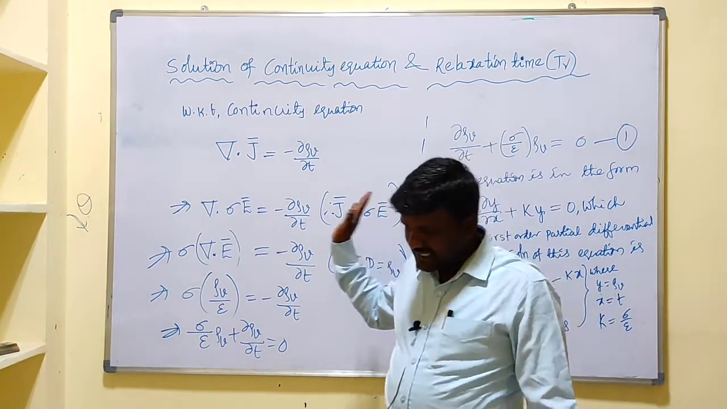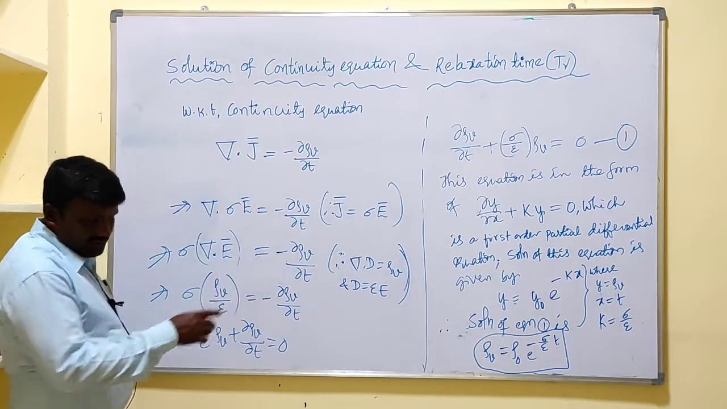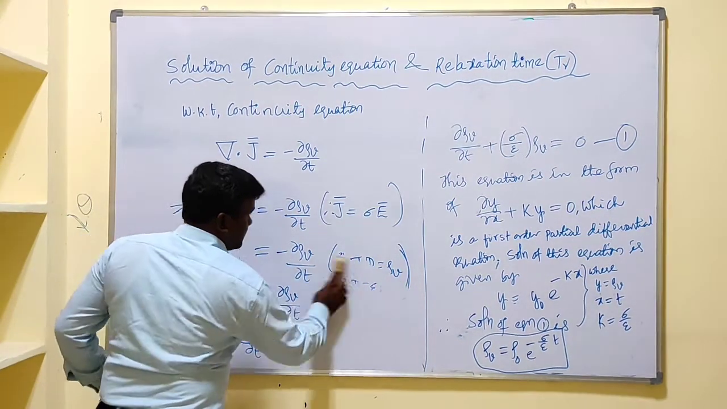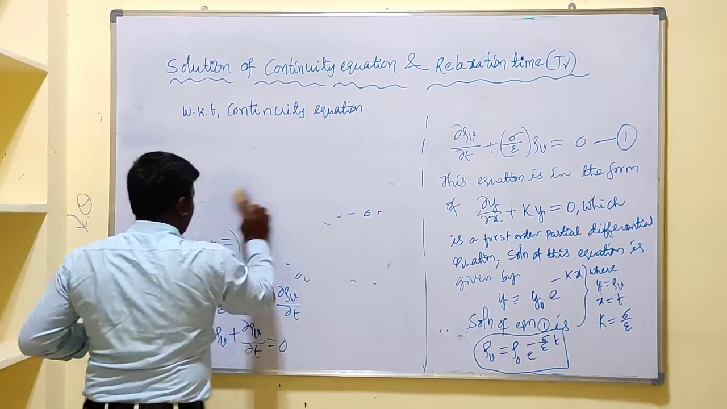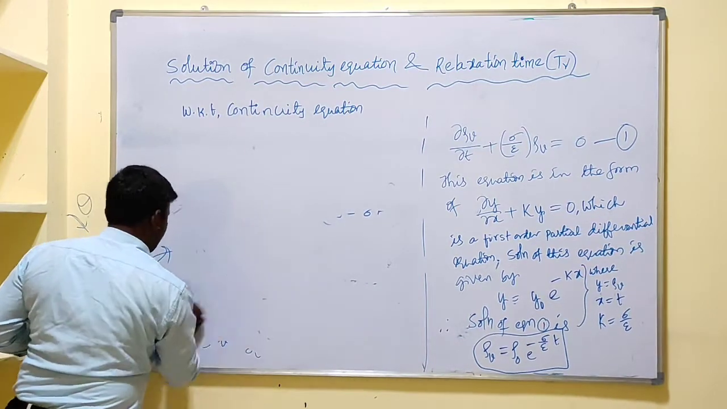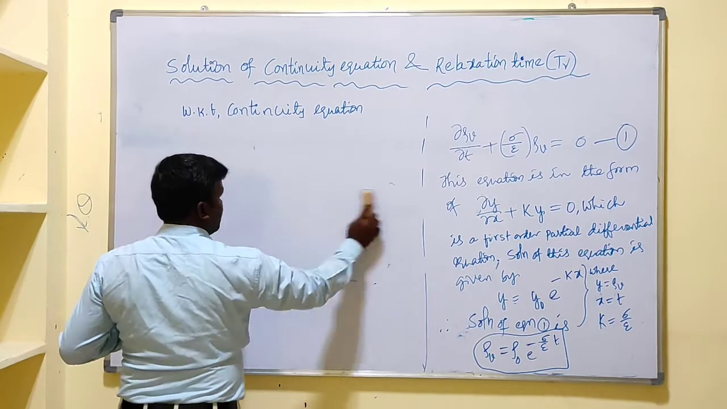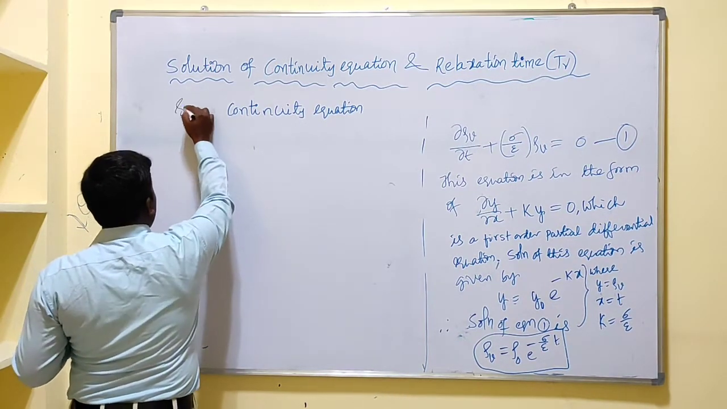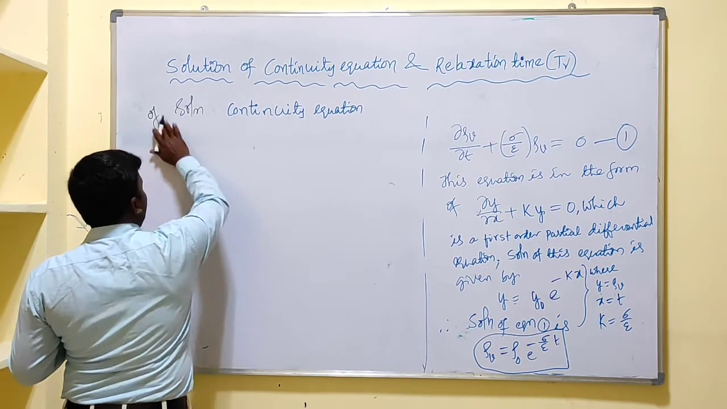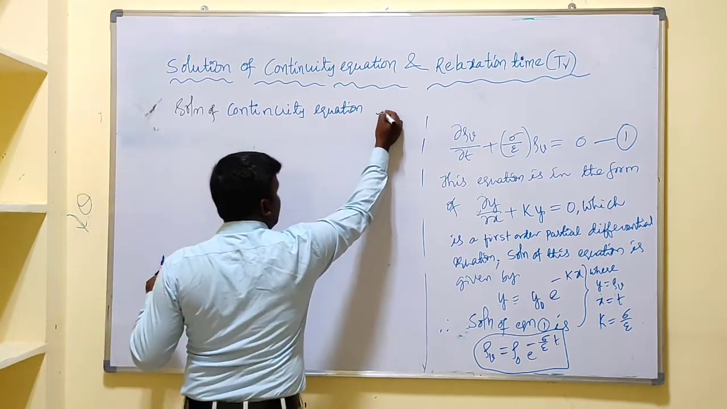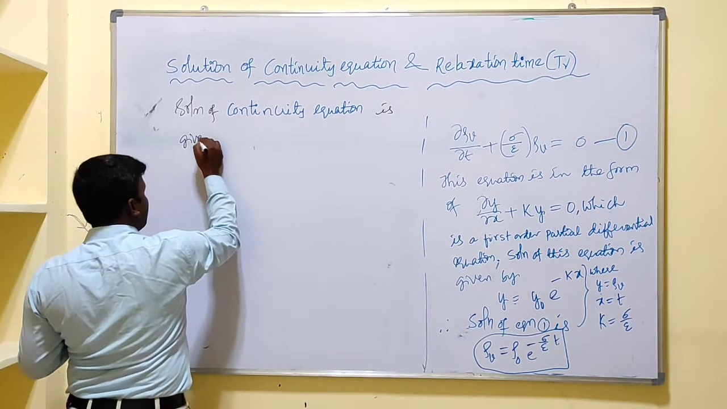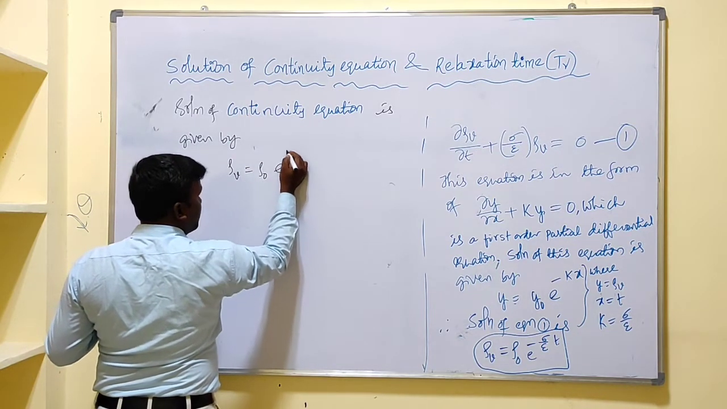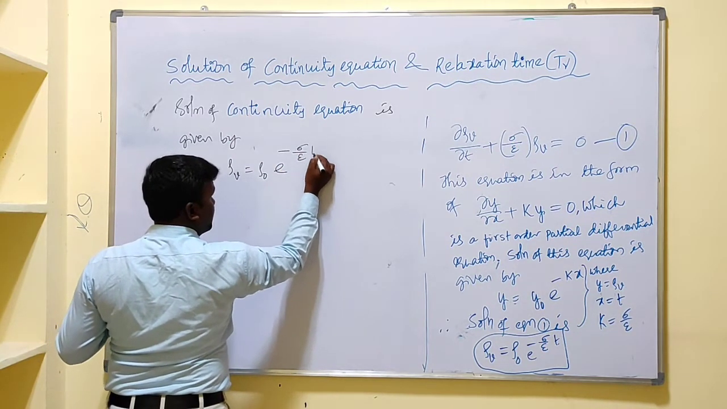Finally we have the solution. Please see this one. So finally we have the solution of continuity equation. Solution of continuity equation is given by, I will write that. Therefore solution of continuity equation is given by rho v is equal to rho naught into e to the power minus sigma by epsilon into t.